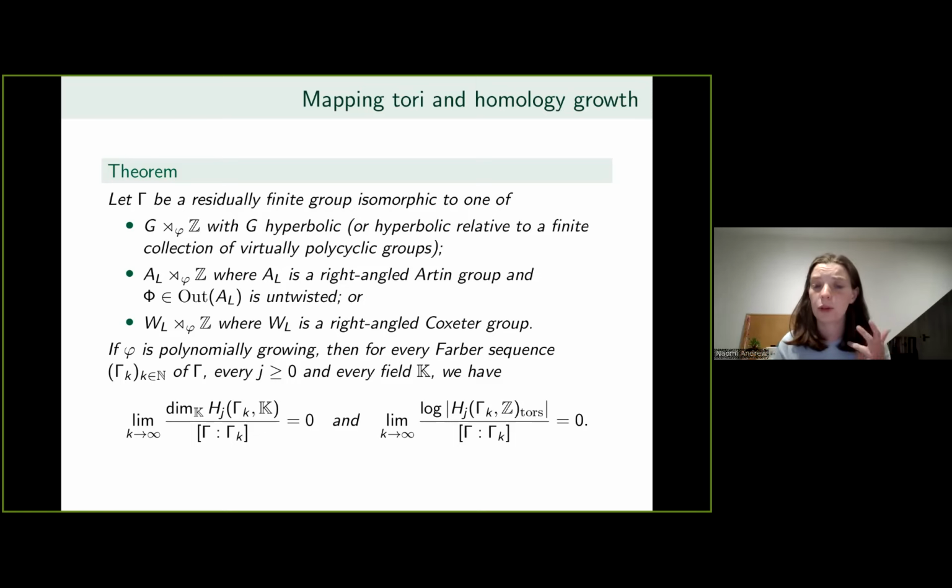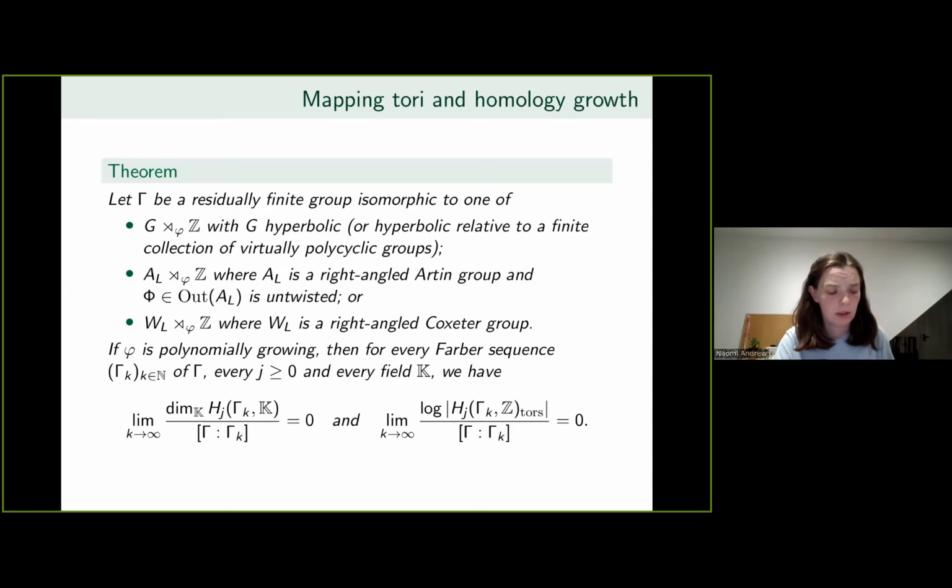If the automorphism is polynomially growing, which is a definition that is about to occur, then for every Farber sequence, this is like a more general version of taking a sequence of finite index subgroups that intersect trivially, every dimension I might think to look at, in every field, we have these limits, the one capturing how the dimension changes. If I pick homology with coefficients in some field, how the dimension changes with the index. The other one looking at just the size of the torsion part, but taking logs and then looking at how that changes, then both of these limits vanish.